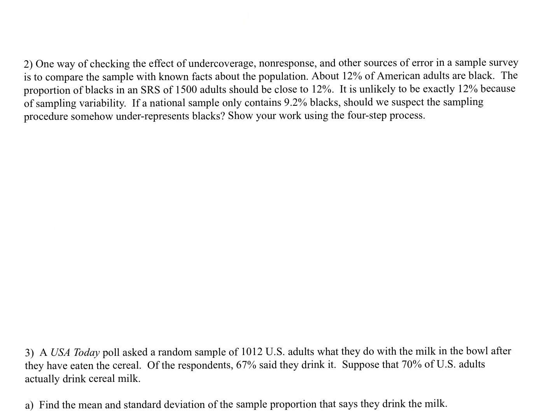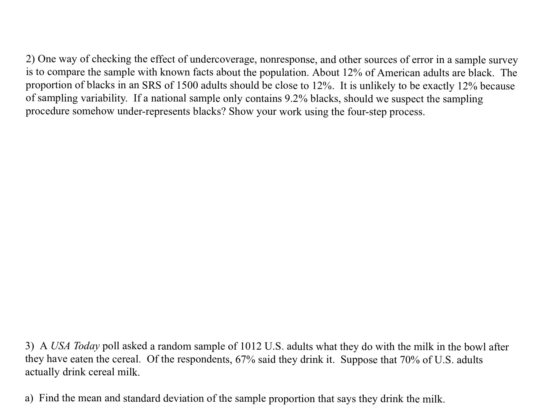All right, so for our next example, one way of checking the effect of undercoverage, non-response, and other sources of error in a sample survey is to compare the sample with known facts about the population. So we know that about 12% of American adults are Black, and the proportion of Blacks in an SRS of 1,500 adults should be close to 12% then. It is unlikely to be exactly 12% because of sampling variability. If a national sample only contains 9.2% Blacks, should we suspect the sampling procedure somehow underrepresents Blacks? Show your work using the 4-step process.